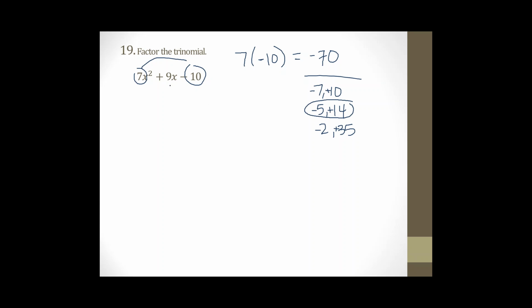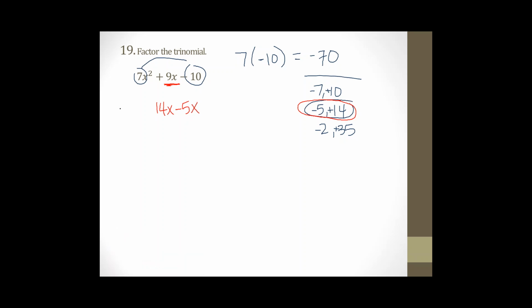So I'm going to rewrite 9x. Let me get a different pen color. Okay, so I'm going to write 9x using my -5 and 14. It doesn't really matter how we set up. I'm going to write 14x minus 5x. That equals 9x. So all I did was rewrite 9x using the 14 and the -5.